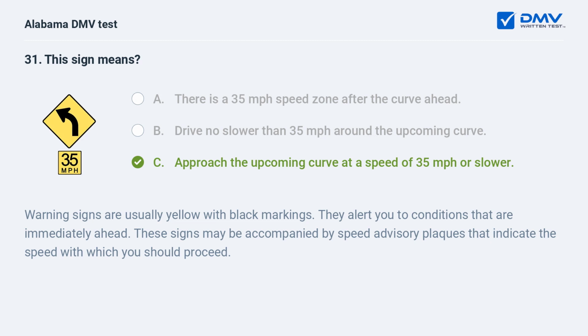Warning signs are usually yellow with black markings. They alert you to conditions that are immediately ahead. These signs may be accompanied by speed advisory plaques that indicate the speed with which you should proceed.